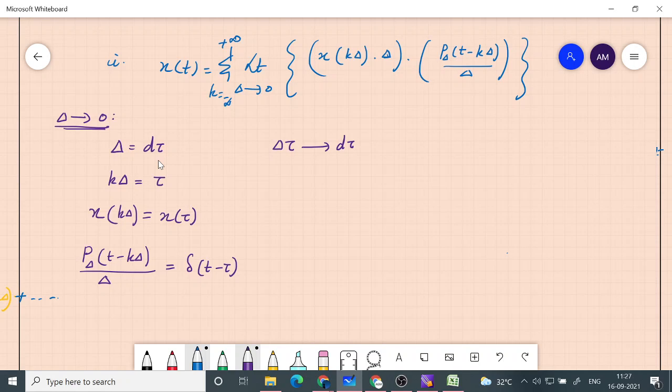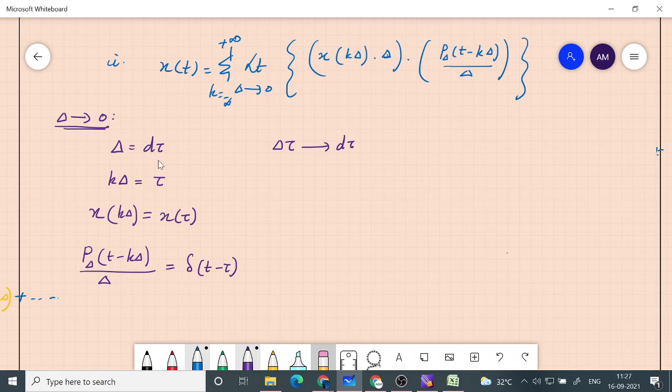So that is d tau. Now k into delta, k into the width of the slice. k is a number that runs from minus infinity to plus infinity, right? So that will become a finite thing, because k can be infinity also, and delta is tending to 0, so it's a combination of both in a product. So that will become a finite number, tau. x of k delta becomes x of tau. And p delta of t minus k delta, divided by delta, becomes delta of t minus tau.